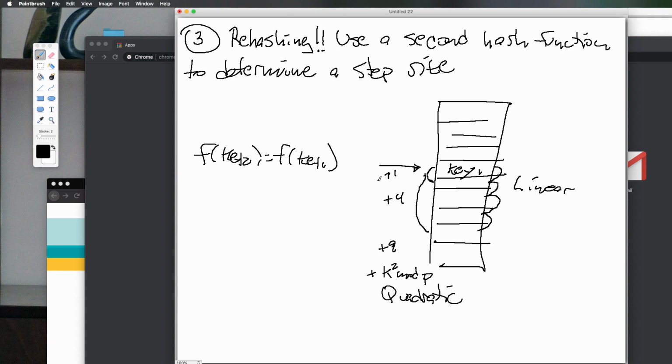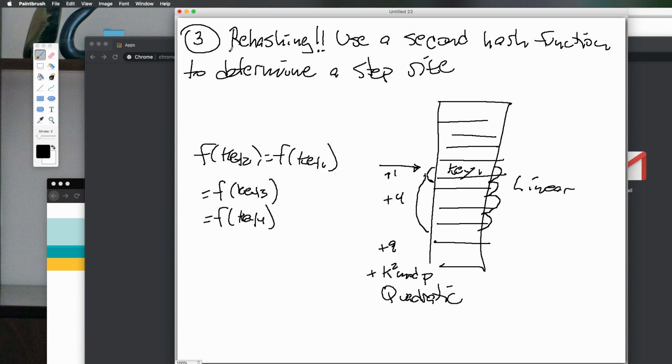And we said the problem with both of these is that if you had multiple keys, f of key 1 equal to f of key 2, which is equal to f of key 3, which was equal to f of key 4, not only are all of these going to hash to the same original spot, but when we try to resolve where we're going to put them, they're still going to continue to bump into each other. If they're all using the same step size, they're going to keep bumping into each other.